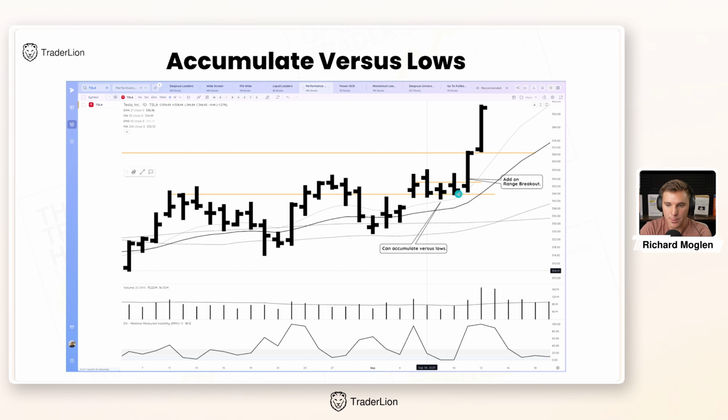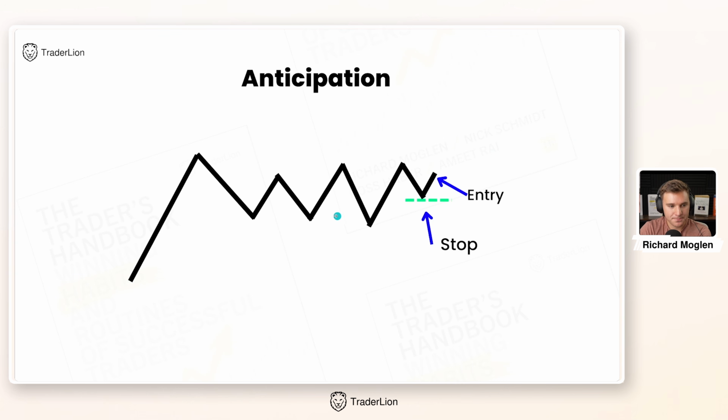So this is a great example of how you can use a key level where it's respecting, there's a range forming above that level, and then manage risk as you're building a little bit into your position and look to add as we actually break out through the range. So this is an example of accumulating versus the lows.